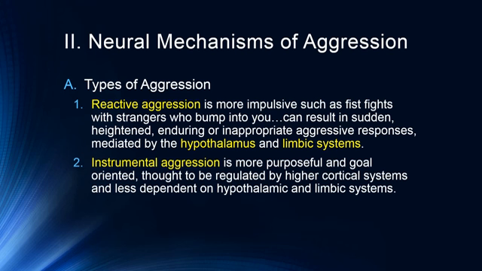Instrumental aggression is more purposeful and goal-oriented, thought to be regulated by higher cortical systems and less dependent on these primitive hypothalamic and limbic systems. So instrumental aggression is more like plotting. When we see people who do mass shootings, that's kind of plotting. People who engage in terrorism, people who engage in robbery to gain money. This is the kind of instrumental aggression that's more purposeful and supposedly has some sort of goal. And so this is very different from reactive aggression.